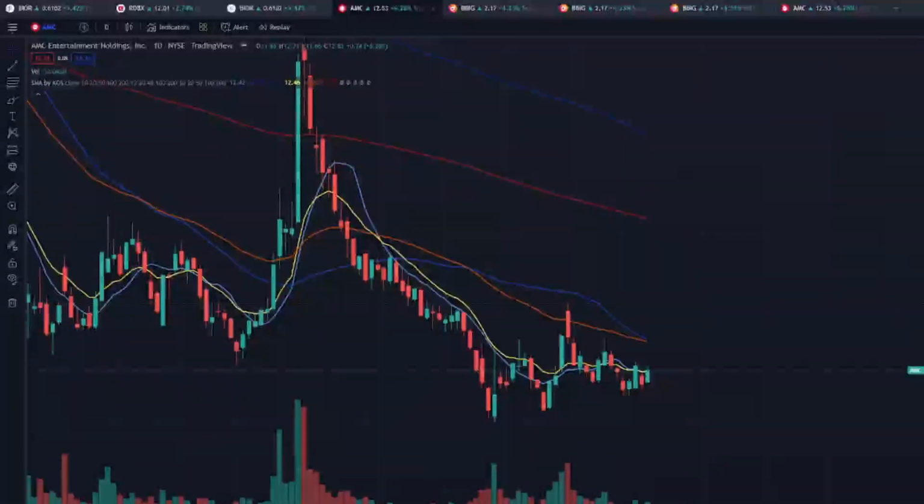Anything else on the floor? Let me have a quick look.